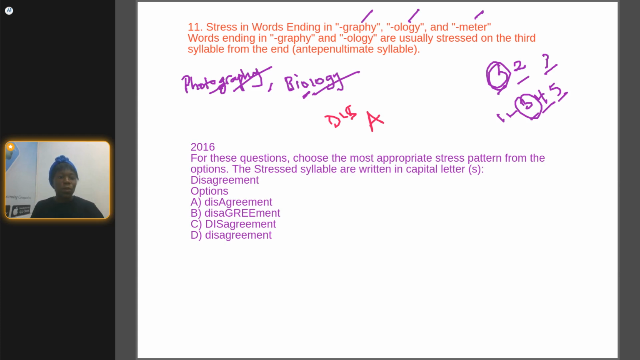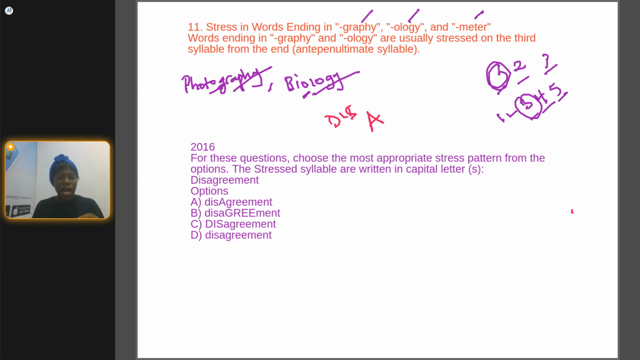So the prefix, dis, cannot be the stressed syllable, and the suffix, meant, can also not be the stressed syllable. So we are focusing on the root word, which is agree. The root word in disagreement is agree. Dis is a prefix, meant is a suffix. So we have agree as the root word.